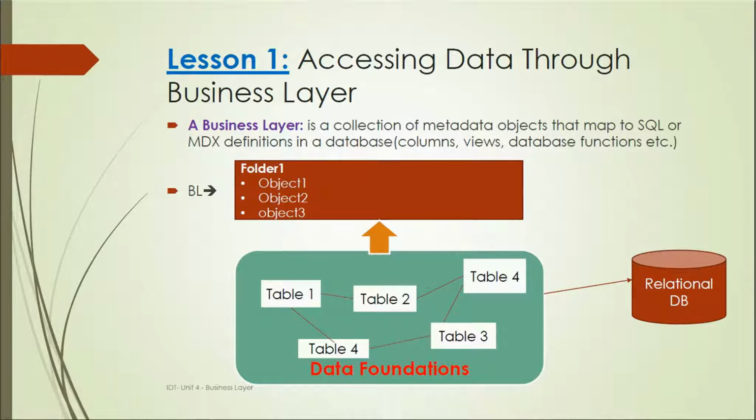So that will be contained in folders, and the names of these folders and objects can be anything which can be understandable to the business users. Means they may not be technical names. So that is the main idea behind the business layer, which will make our final universe more understandable to the users.